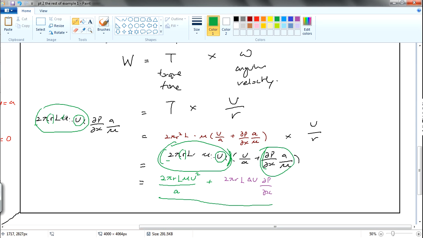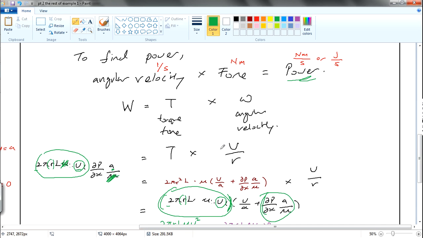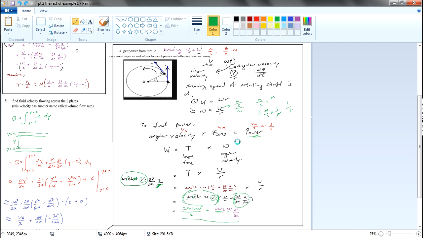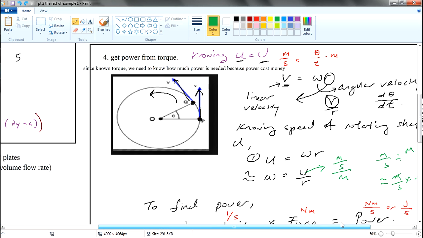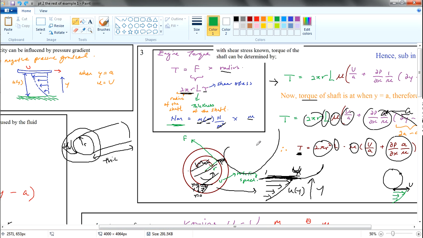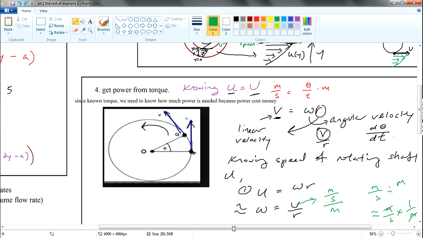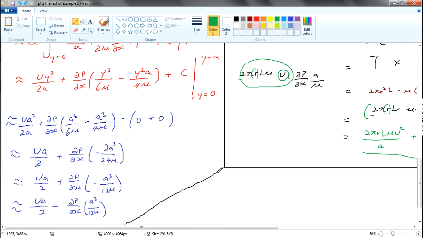As you can see, the common term is nu, so I can cancel. So what I have is 2 pi R L, this is 2 pi R L, and then this is actually A, and U, del P del X. So we have derived the power from the torque. This power is dissipated to move the fluid, because the fluid itself has a certain shear stress caused by the frictional wall from the bearing.